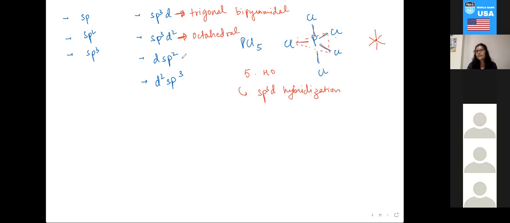So dsp2 is slightly different. Even though it has 4 hybrid orbitals, the cases where dsp2 is formed are different from the situations where sp3 is formed. So its shape is square planar. All the dsp2 hybrid orbitals are located in the same plane, like I said, diagonally. And the remaining p orbital is basically there perpendicular to it. So that's how dsp2 is. And d2sp3 again is octahedral.